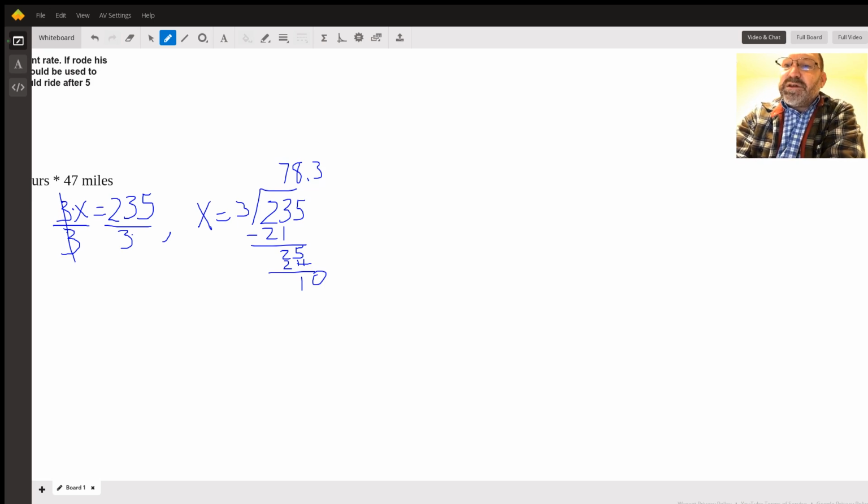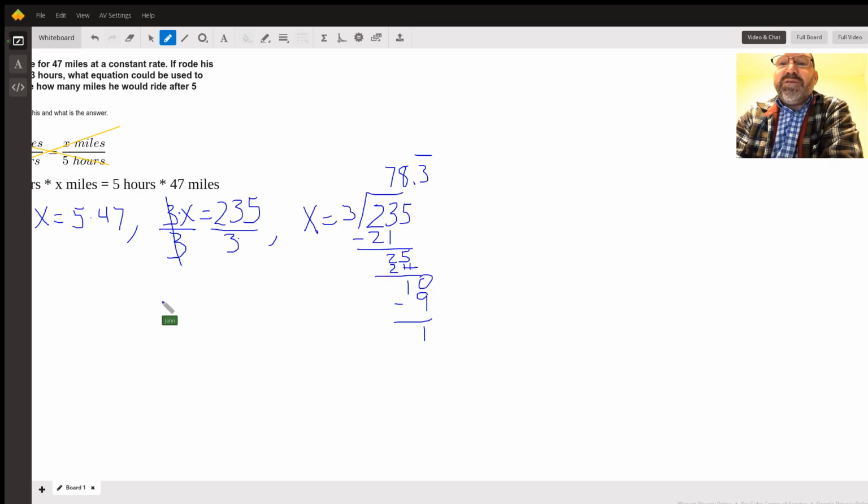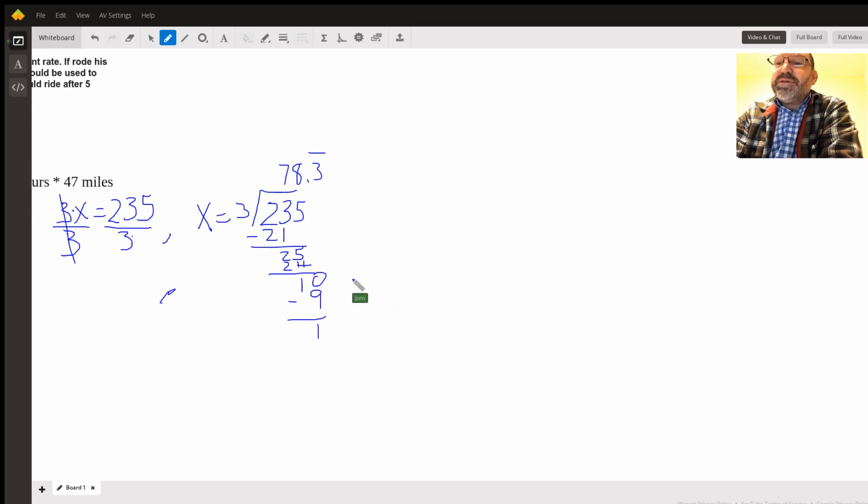What is 10 minus 9? It's 1. Uh-oh. I kind of see something happening here. I see that this decimal is going to repeat forever. So what do we know? That means that x, or the number of miles that is traveled in 5 hours, is 78.3 repeating. And if that's the case, what we really know is that x is equal to 78 and 1/3 miles.